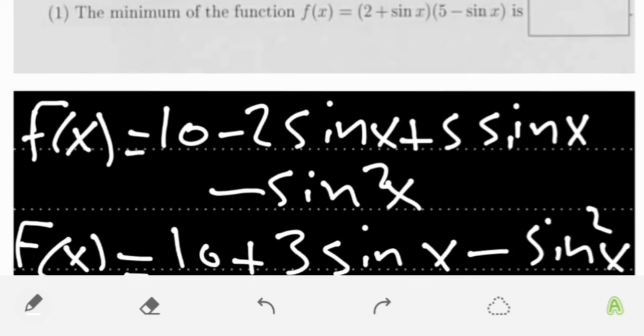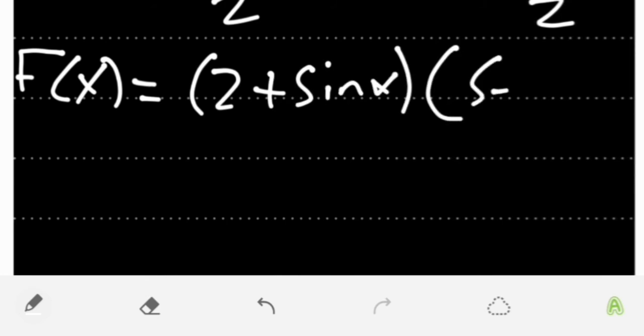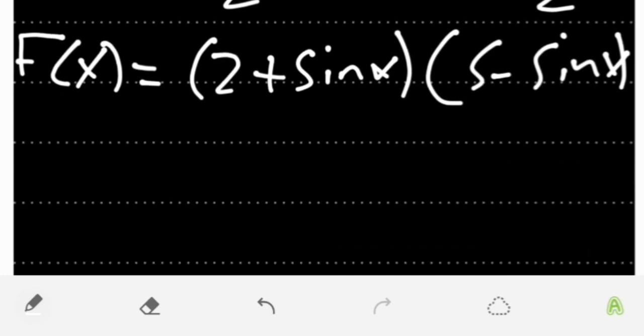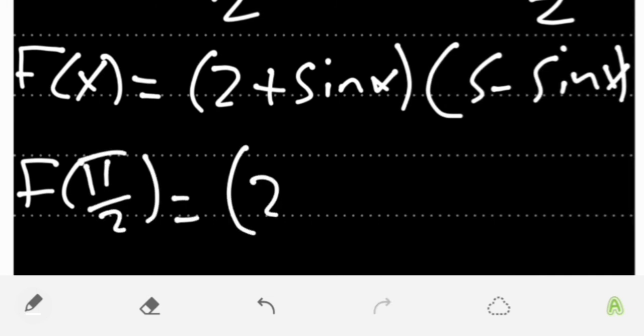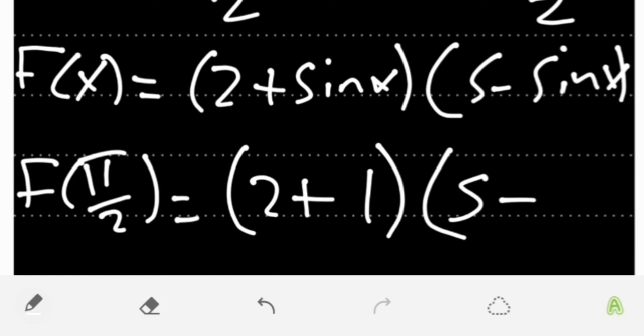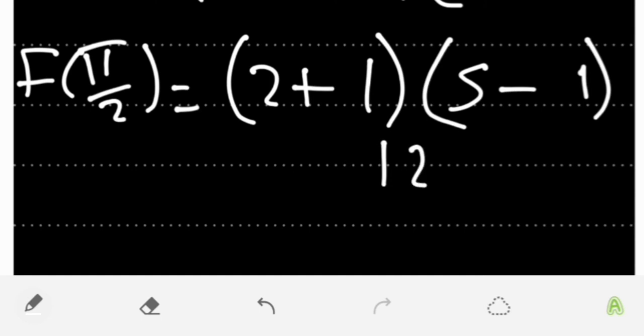Just let me remember this: (2 + sin x) multiplied by (5 − sin x). So remember, our f(x) is equal to (2 + sin x)(5 − sin x). Okay, so let's plug in our values. So f(π/2) is equal to 2 plus sin(π/2), which is 1, okay? So 5 minus sin(π/2), which is 1 also. So this is 3 multiplied by 4, which is 12, okay?